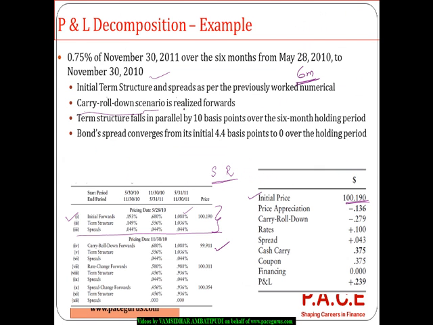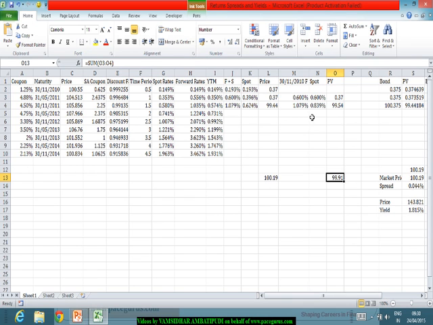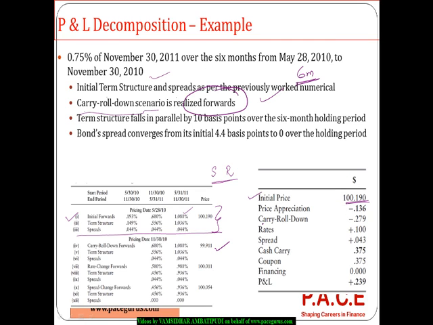What is the carry roll down here? I am assuming that in the future the term structure is going to be the realized forwards. And if the term structure is going to be the realized forwards, these are going to be the spot rates associated with them. Using those spot rates, when I find the present value, this is what is coming out, and the price is coming out to be this much. Which means because of this, there is a loss of around 0.28. So the carry roll down is contributing a loss of minus 0.279 or 0.28.